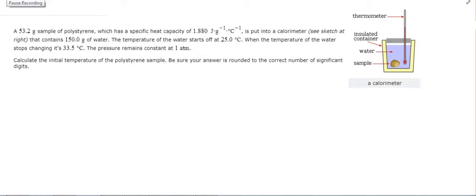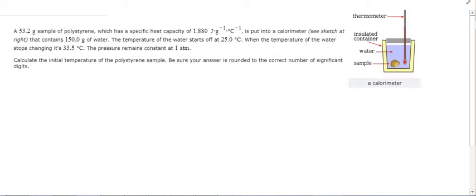Okay, here's a challenging problem from Alex. 53.2 grams of polystyrene, which has a specific heat capacity of 1.88 joules per gram per degree Celsius, is put into a calorimeter that contains 150 grams of water. The temperature of the water starts off at 25 degrees C. When the temperature of the water stops changing, it's 33.5 degrees C. And this is all done at a constant pressure.